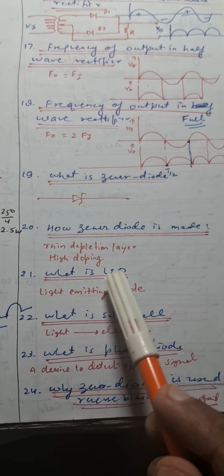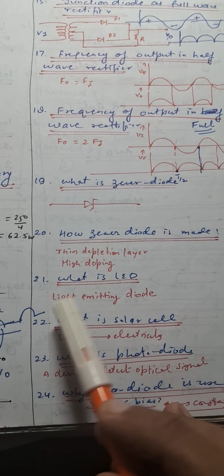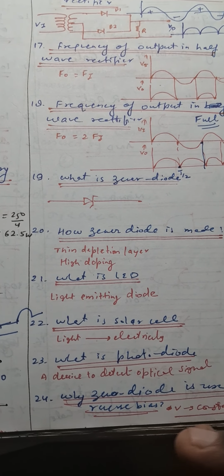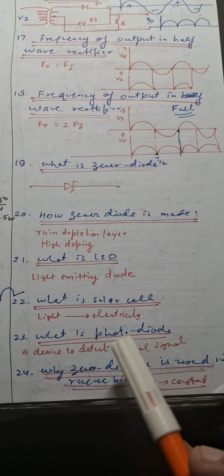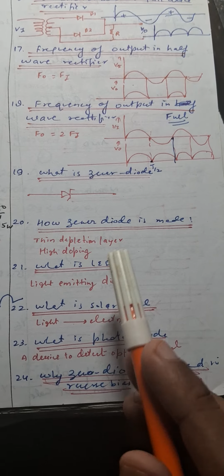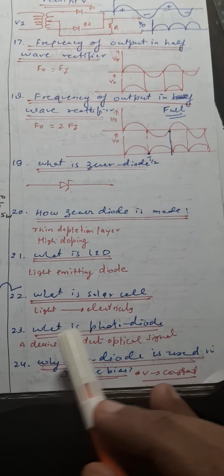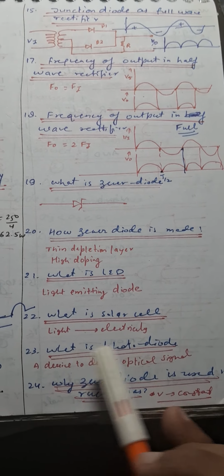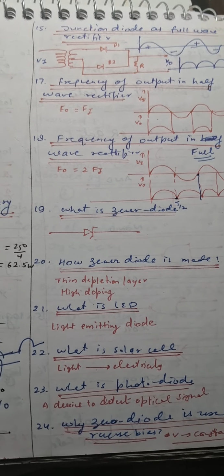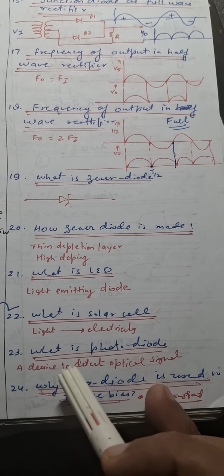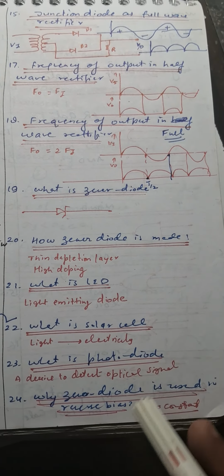Next question is what is an LED? LED is called a light emitting diode. You must have seen that in a mobile charger or in many cameras. So that is its use. Next is what is a solar cell? A solar cell is a device which converts light into electricity. Then is what is a photodiode? A photodiode is basically used to detect light signals. It works on the same principle as that of a solar cell. It's a device used to detect optical signals.